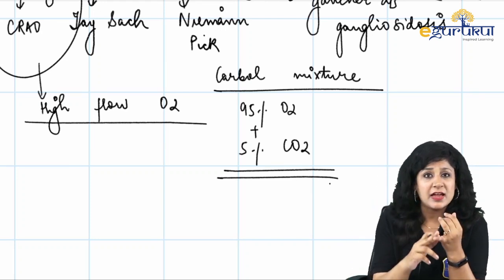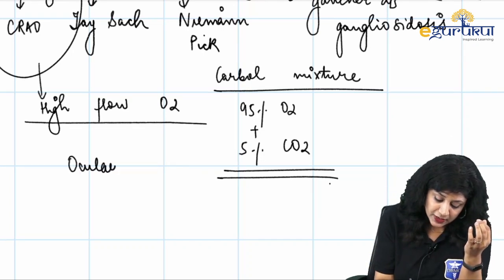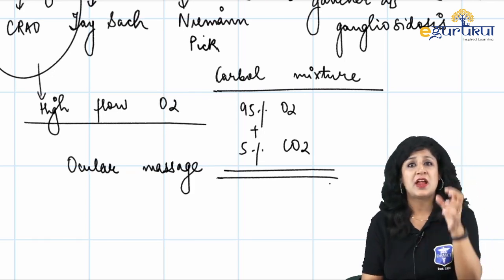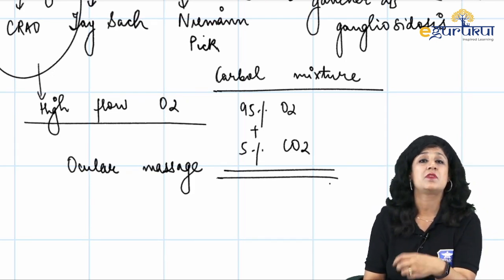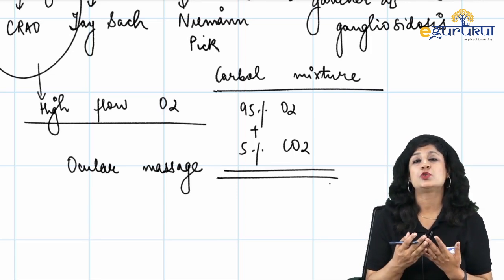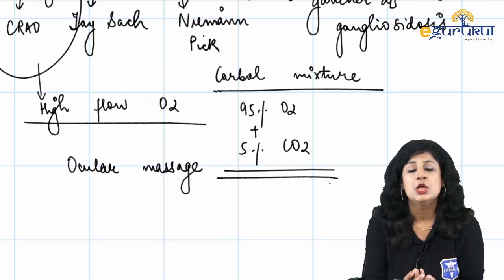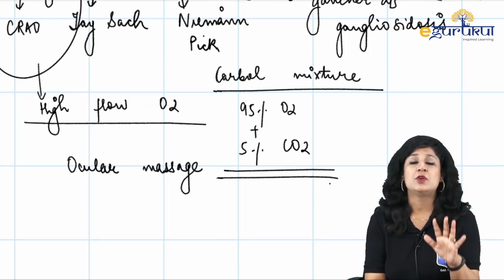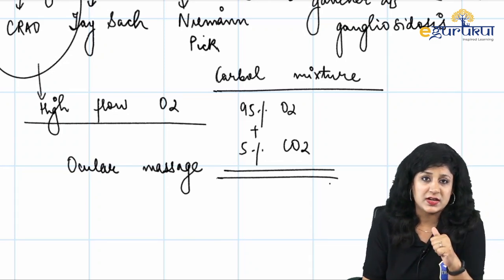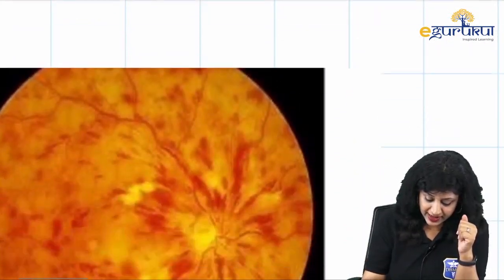So I will give high flow oxygen. I will also do the ocular massaging. In order to dislodge the thrombus, we do the ocular massaging. We try to decrease the IOP at the earliest. We will give acetazolamide, mannitol, and then we can also do the paracentesis. That means the aspiration of aqueous. So very, very important. CRAO, I think, is an ophthalmic emergency. So a very important cause of this cherry red spot. Alright. Now after this cherry red spot, next comes this.